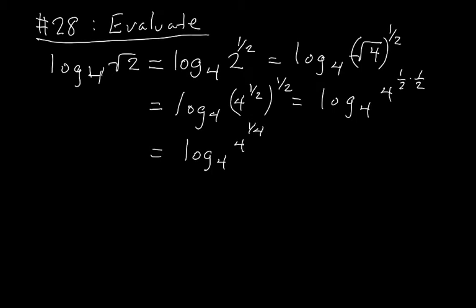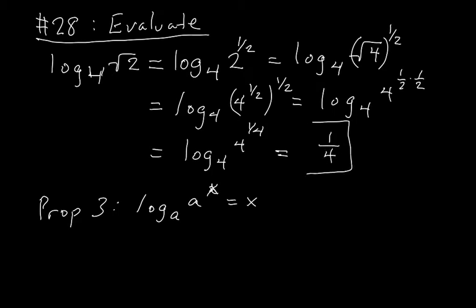Okay, well, remember that property 3 says that if the base of the log and the argument match, then the exponent is what pops out. So this gets us a final answer of 1/4.